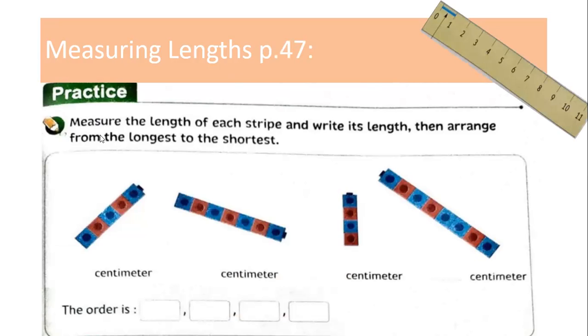Measuring lengths, page 47. Measure the length of each stripe and write its length, then arrange from the longest to the shortest. This is the ruler that I have used. How many centimeter is this? 3 centimeter. How many centimeter? 4 centimeter. How many centimeter? 2 centimeter. How many centimeter? It is 5 centimeter. So from the longest to the shortest, what is the longest? It is 5 centimeter. Then 4, then 3, then 2.